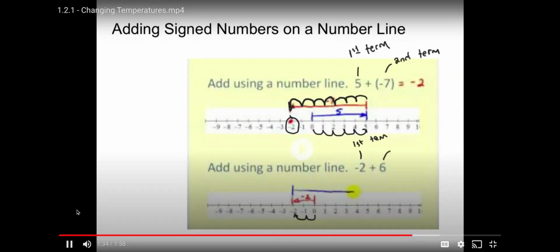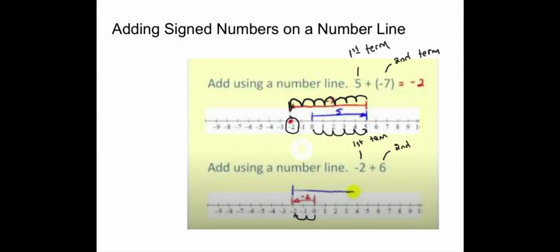That second term, which is a positive 6, is going to pick up where the first left off, and positive 6 will move us to the right. So we're going to start at negative 2, and we will move to the right 1, 2, 3, 4, 5, 6 units, which lands us at positive 4. So the sum of negative 2 plus 6 is 4.